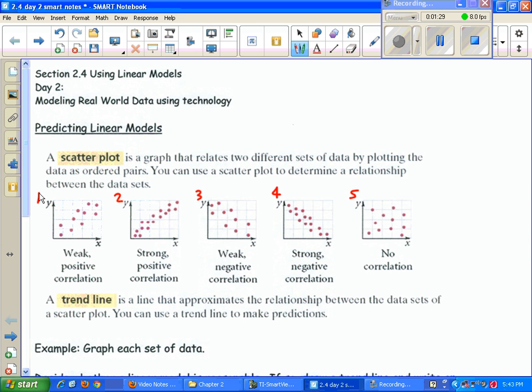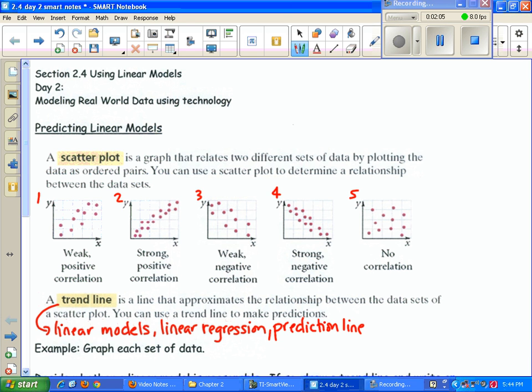So a trend line is a line that approximates the relationship between the data sets of a scatter plot. You can use the trend line to make predictions. Trend lines, if you remember, are also called linear models. We also call them linear regression. We also call it a prediction line. So there's many different names that we can call this, or sometimes they'll just say find a model that fits the data set that you have.